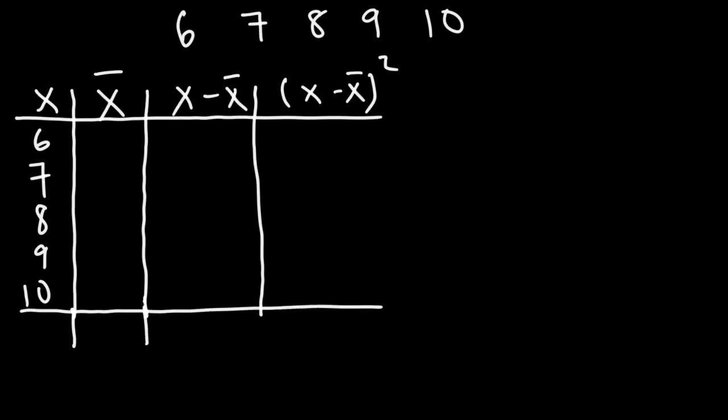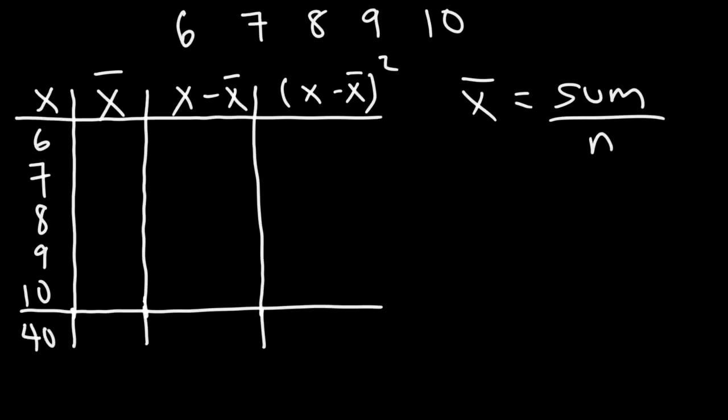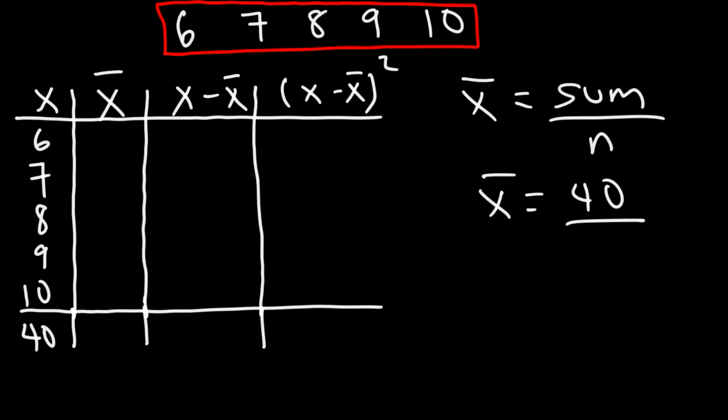Now what we're going to do is take the sum of the first column. The reason for that is it's going to help us calculate the mean. The mean is going to be the sum of the data values divided by n. So if we add 6, 7, 8, 9, and 10, that's going to give us 40. So the mean is going to be 40 divided by n. Now what is n? Looking at our list of numbers, we have 5 numbers in this list. So therefore n is 5. 40 divided by 5 is 8. So the mean is going to be 8, which we'll put in the second column.